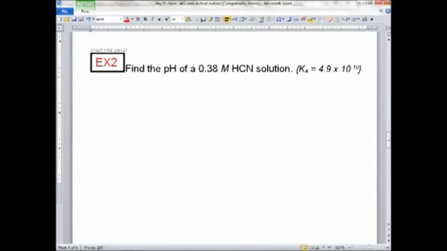So Amanda, we want to know the pH of 0.38 molar HCN, and they give us the Ka for HCN. So how would you start here? Exactly. Since it's not a strong acid, we have to do ICE. So that means we need the reaction. And what reaction are we going to write? Vanessa, what reaction are we going to write?